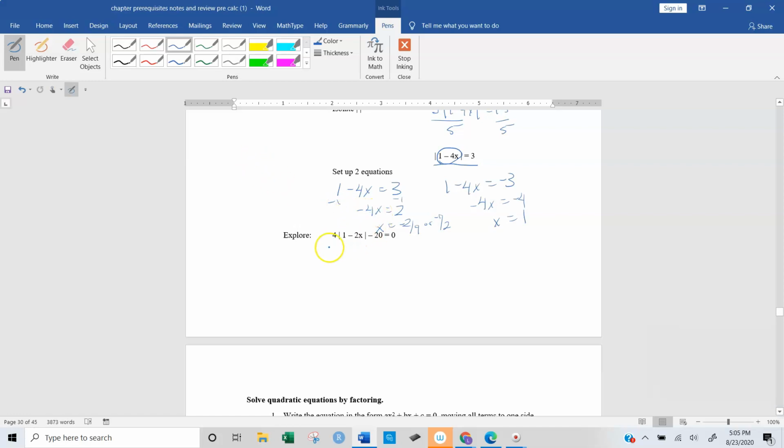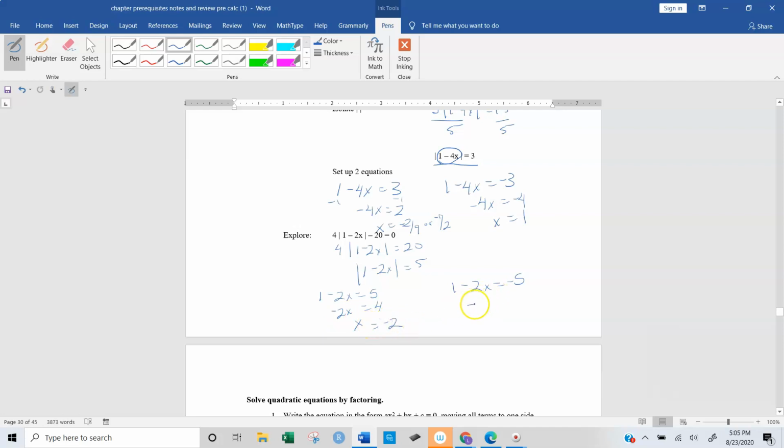First step is you should have added the 20. So you have 4 times the absolute value of 1 minus 2x equals 20, divided by the 4. So the absolute value of 1 minus 2x is equal to 5. Set up your two equations. 1 minus 2x equals the positive 5, and 1 minus 2x equals the negative 5. Subtract your 1, so negative 2x equals 4. So x is equal to negative 2.